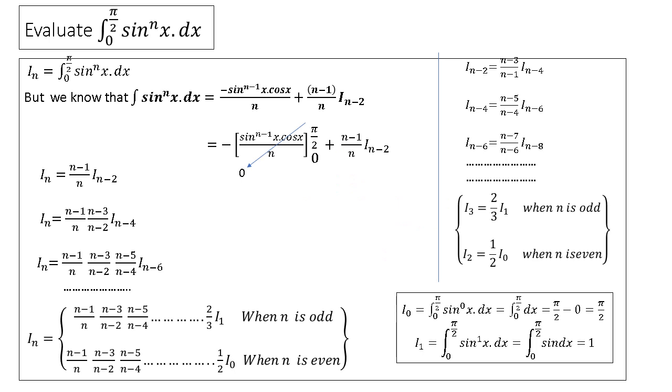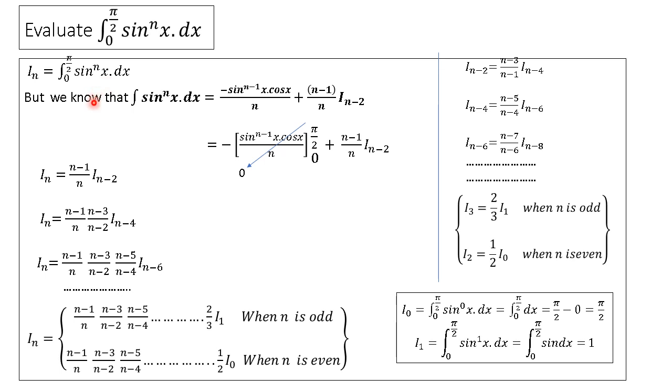Evaluation of sine to the power n x into dx, limits running from 0 to pi by 2. To evaluate, let us consider this whole term as I_n. Therefore, I_n is equal to the integral from 0 to pi by 2 of sine to the power n x into dx.